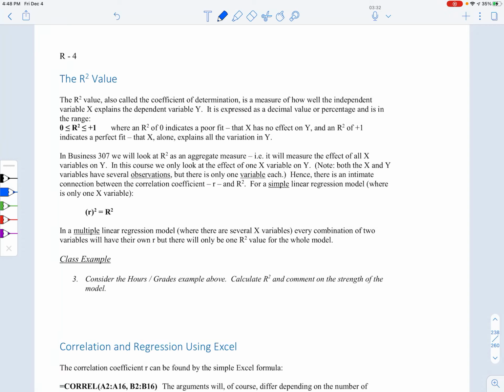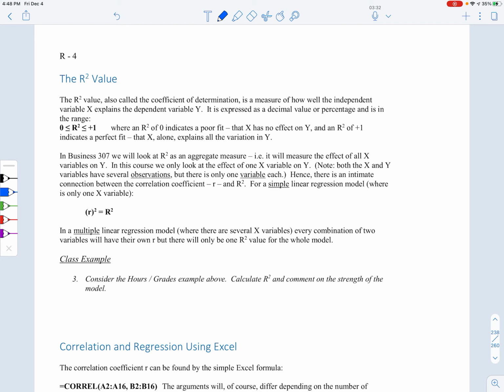Hello ladies and gentlemen, welcome to our last video. We're taking a look at just a couple of pages here at the end of Unit R. We're looking at something called the R-squared value and then how to use Excel to calculate correlations and regression. So let's talk about this thing called the R-squared value.